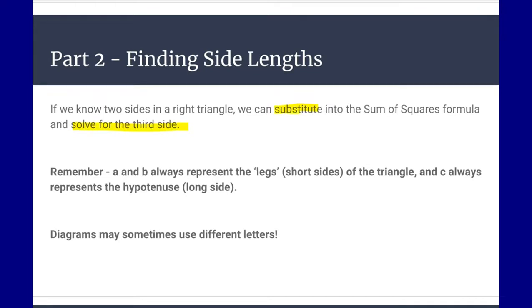So we are going to be substituting and solving. We are going back to our equations unit. Remember that A and B always represent the legs or the short sides, and C always represents the hypotenuse or the long side. Now you want to be careful because some diagrams may use different letters. That doesn't mean that they're wrong. It's just different labels for the sides. But when we're using our formula, we want to stick with A squared plus B squared equals C squared. That's why it's important to remember what A and B represent in terms of the short sides and C being the long side.